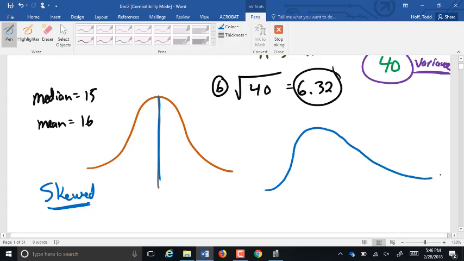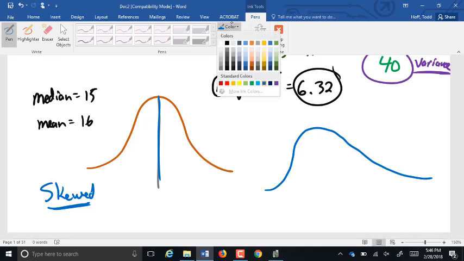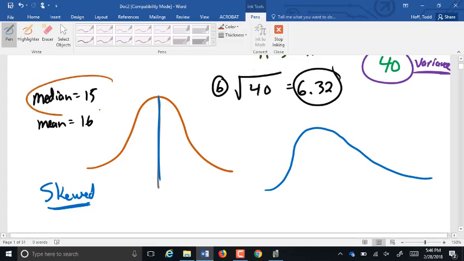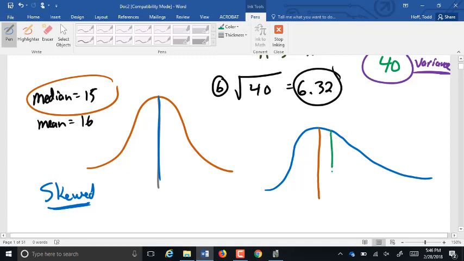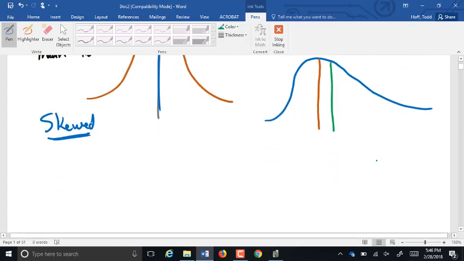I may have exaggerated that skew a little bit, but what this is saying is this is stretched out to the right. The median is 15, that's somewhere in here. The mean is 16. It's always stretched out in the direction of the mean if the two aren't equal. So a question for you, which is a better measure of center? The mean or the median?